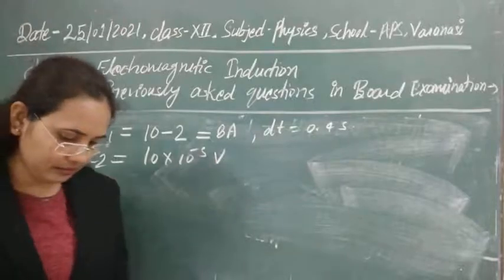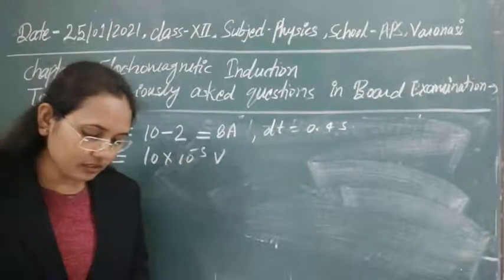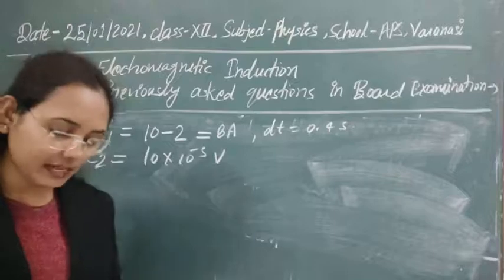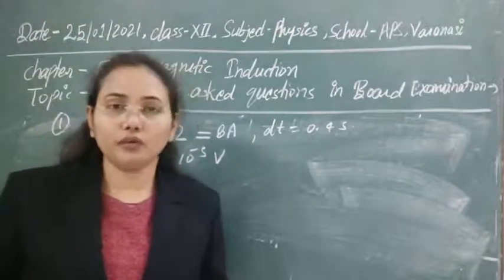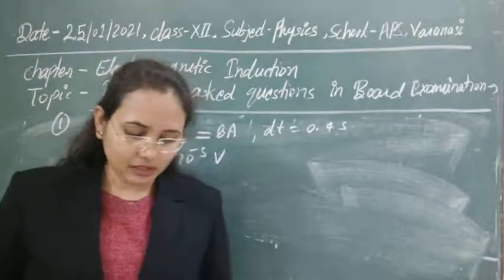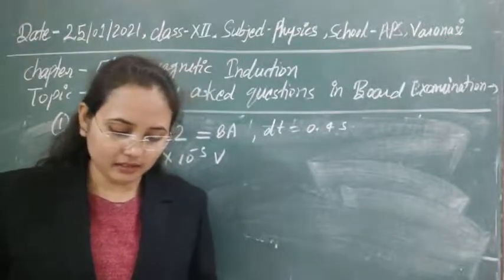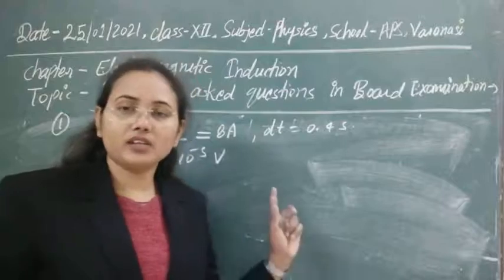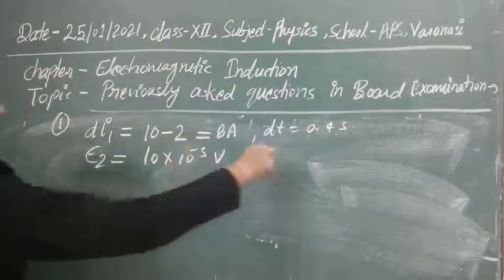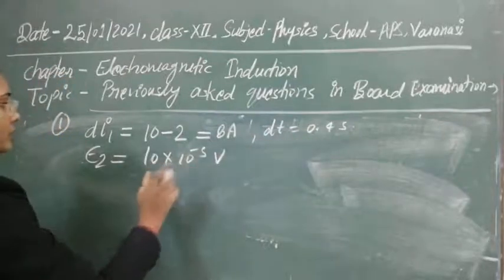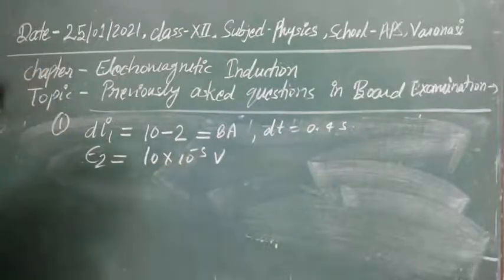Next, it is also given to determine the induced EMF in the second coil if the current in the first coil changes from 4 ampere to 16 ampere in 0.03 second. So first of all, let's calculate the first case that is given to us. The change in current is this, in this time, and the induced EMF is this. Then what will be the value of mutual inductance there?